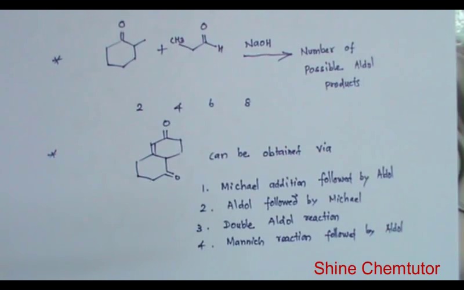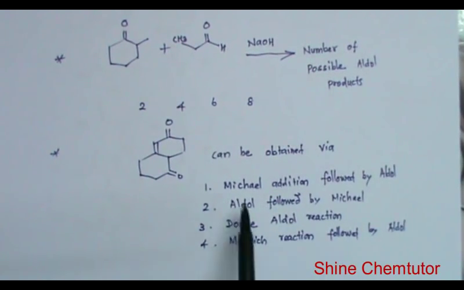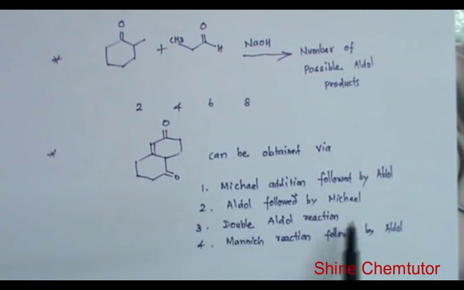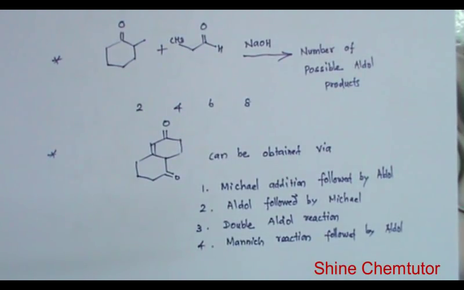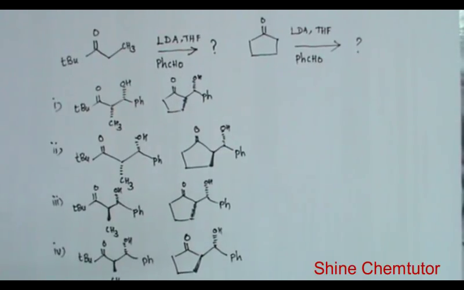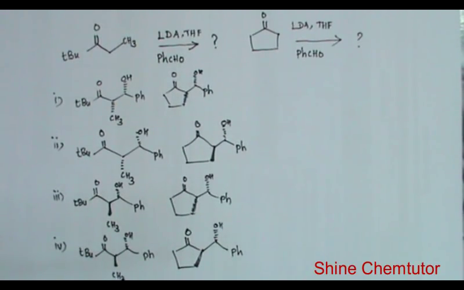I have one more problem. This particular fused bicyclic compound can be obtained via, I have given 4 options: Michael addition followed by aldol, aldol followed by Michael, double aldol reaction, or Mannich reaction followed by aldol. So this is application. We are applying the mechanism for getting different products. It is analyzing and evaluating. It is basically an aldol reaction. Here I have gone for a different base. Instead of sodium hydroxide, if I use a different base, what will happen?